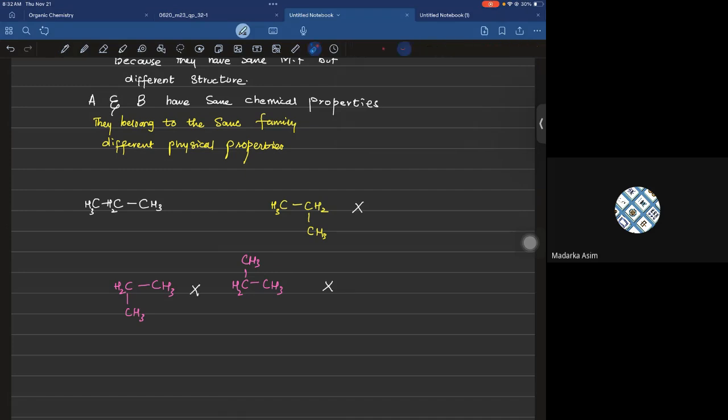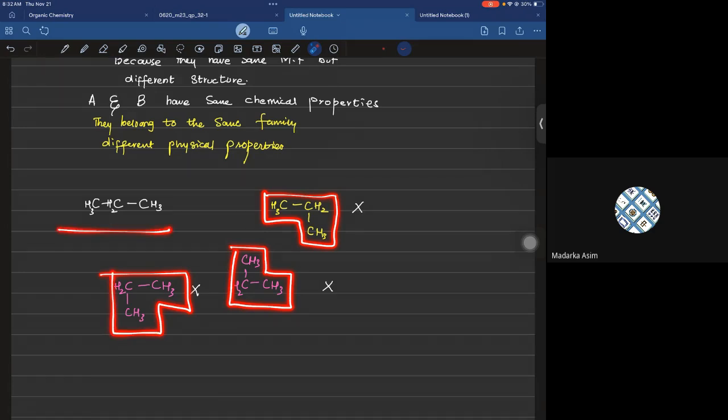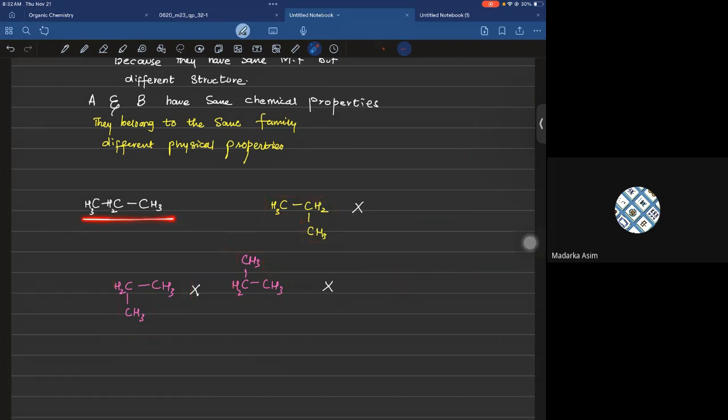Why? Because this is simple propane. Whether I draw the chain like this, or like this, or like this, it is the same thing. This is a long chain, all of them are long chains. There is no difference between them. This is the reason they all are the same. They all are propane.